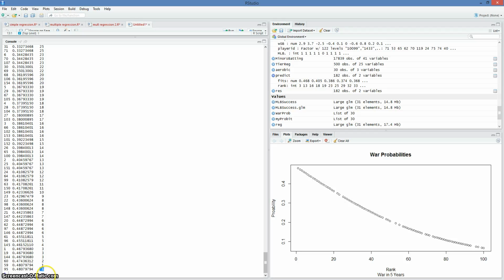If you are the number 1 prospect for the year, you have a 48% probability that you will have a WAR of greater than 8 within 5 years. If you are the 20th ranked, as we had looked, you have a predicted probability of 0.36, or a 36% chance, that you'll have a career WAR of greater than 8 within 5 years.